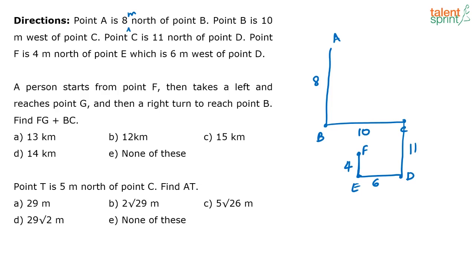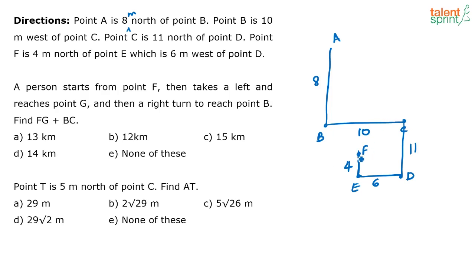Now what is the question? A person starts from point F, which means he is in this direction, correct? He is here. He takes a left and reaches a point G, and then a right turn to reach the point B. Find FG plus BC.